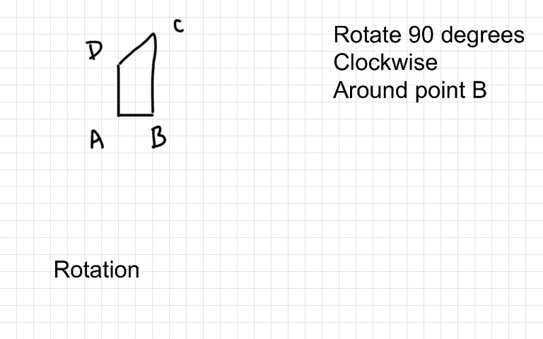So point B is going to stay fixed. It's not going to move. Point B is going to be a vertex on my resulting diagram.